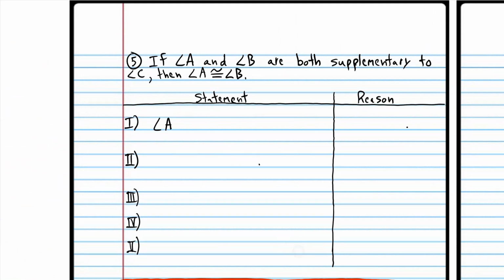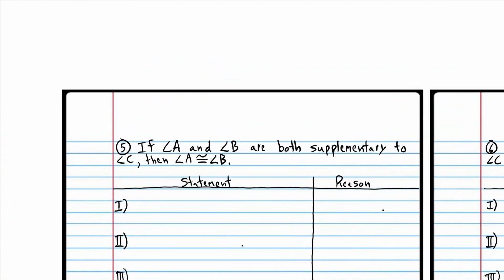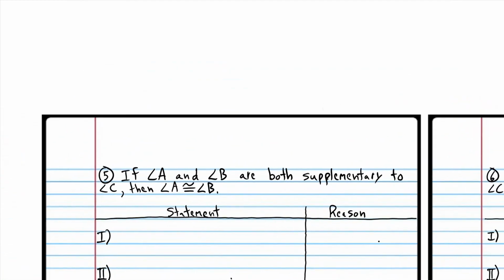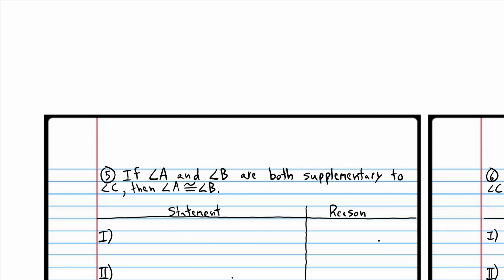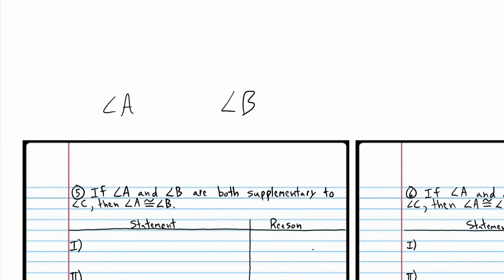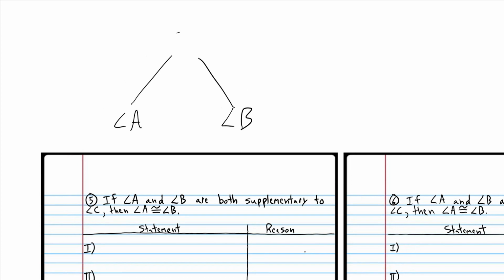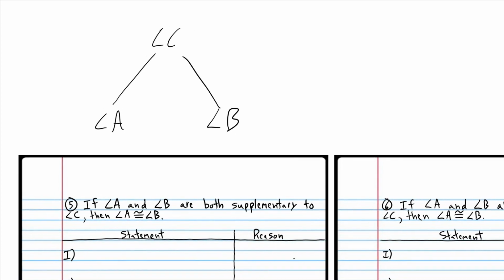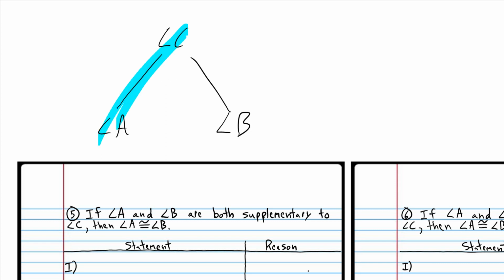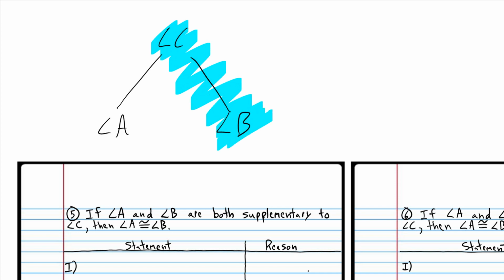First of all, let's read it. If angle A and angle B are supplementary to angle C, then angle A is congruent to angle B. That's actually kind of a confusing statement there. Let me just be sure that you know what that means, because again, this is kind of confusing. So you have angle A, right? And you have angle B. What this is saying is that they're both supplementary to angle C. Now, if you forgot what supplementary means, that means the sum of these 2 angles is 180 degrees. The sum of their measures is 180 degrees. And the sum of the measures of these angles is 180 degrees.